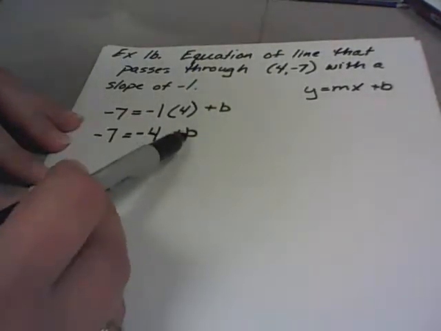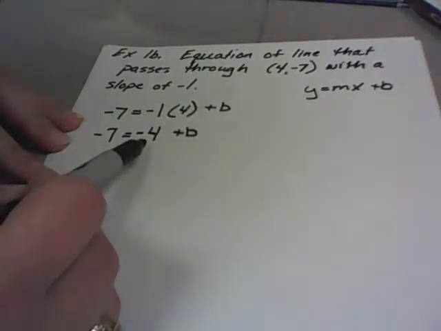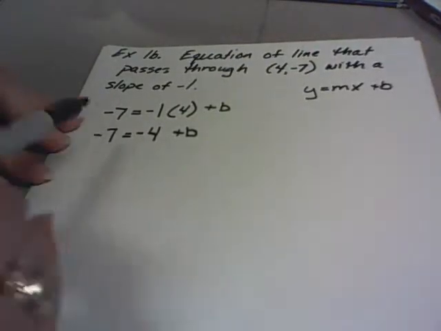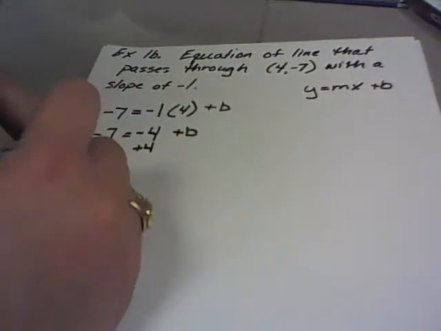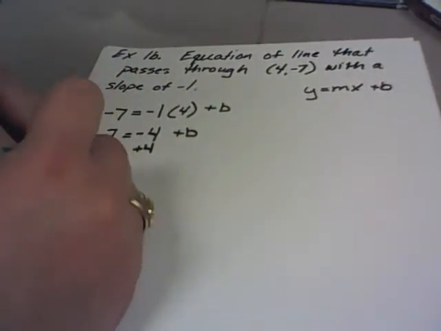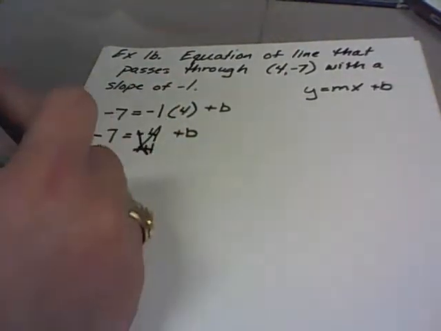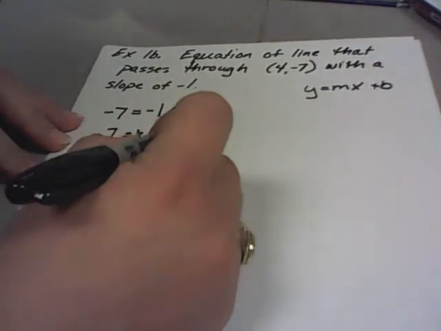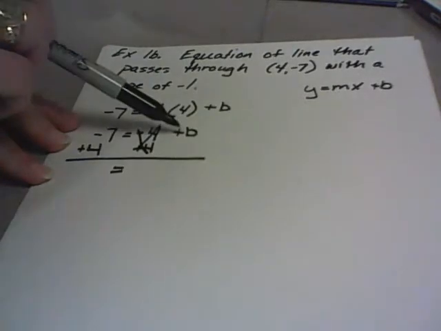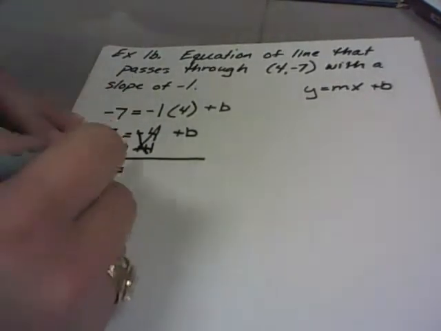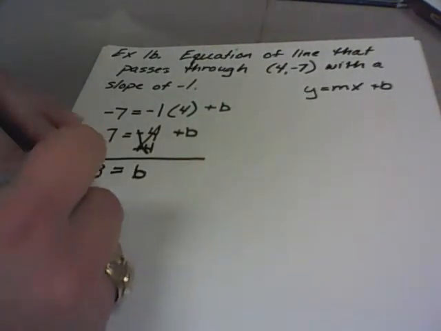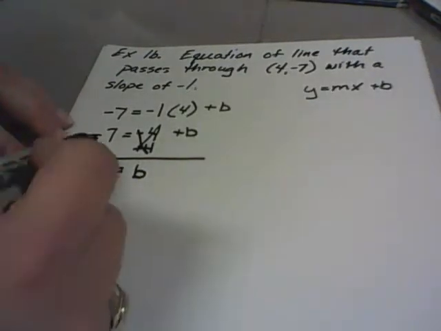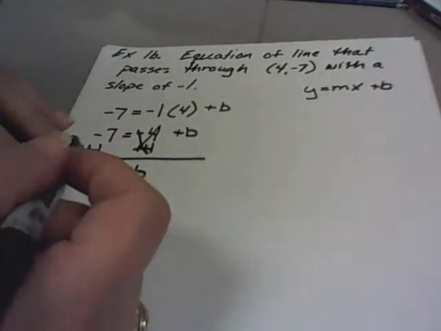Now to get b alone on this side, I need to move the 4 to the other side. So since it is a -4, I will be adding 4 to cancel those, and I'll be adding 4 to the other side also. So now I have b alone on one side here, and I'm just going to move it on down. Now I have -7 plus 4, which gives me a -3. Okay, so we now have found our y-intercept.